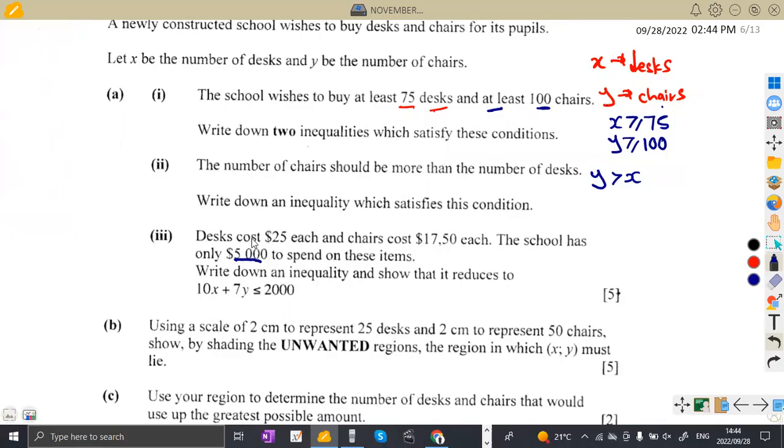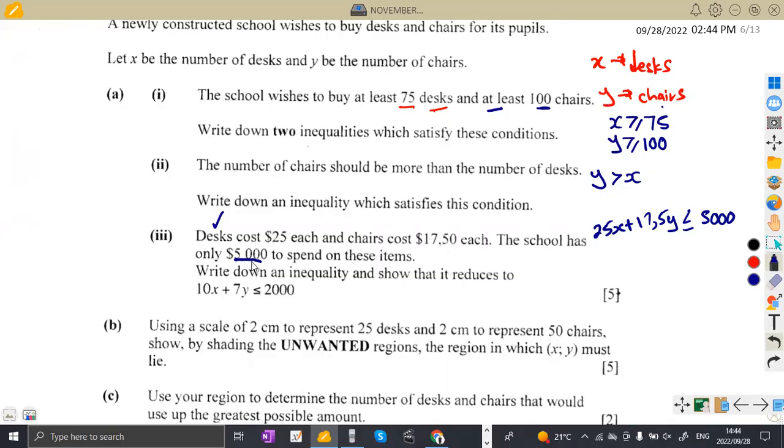So which means, remember, each desk is X. So 25 by X plus each chair is represented by Y. So it's going to be 17.5Y, supposed to be less than or equal to what? The amount that we are having of 5,000. It can't be greater than that. It can be equal or less than that. You can use only what you have or less than what you have.